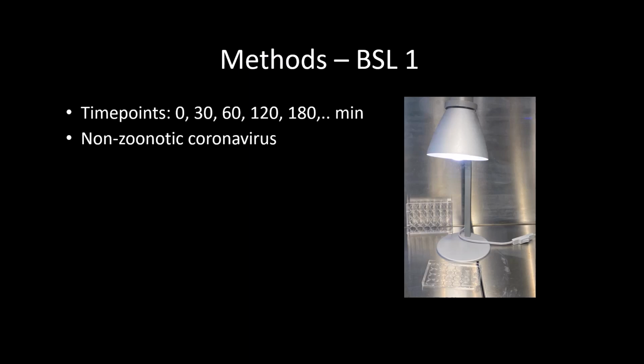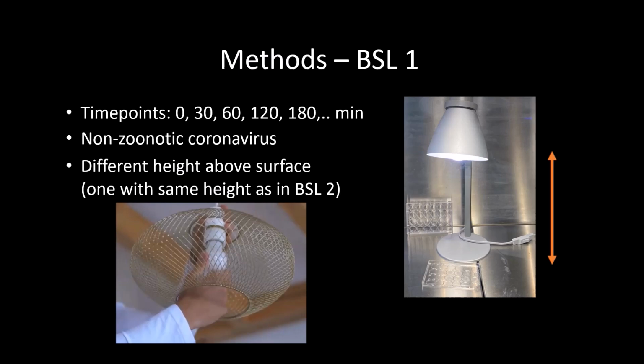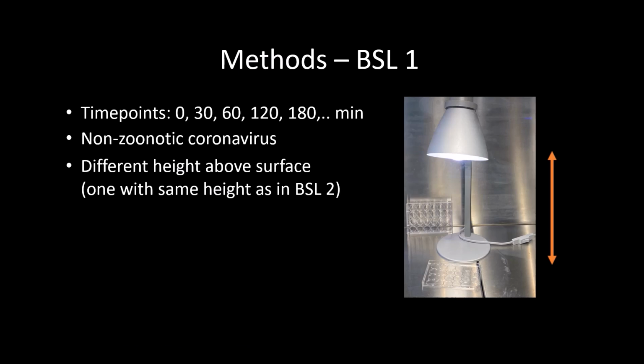First, let's go to biosafety level 1. The time points can be chosen comparably to mine. As a virus, you could use, for example, non-zoonotic coronaviruses, and put the bulb at different heights. Required is at least one height realizable in a biosafety cabinet, and a normal room height to compare the impact of the irradiated areas. Additionally, try to investigate dried and wet drops.